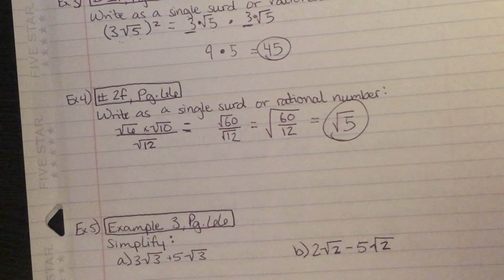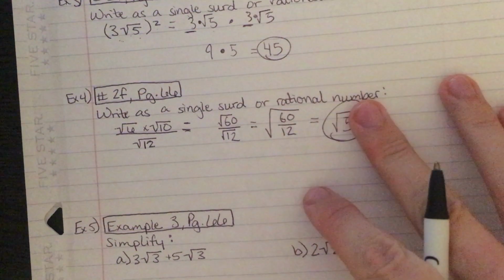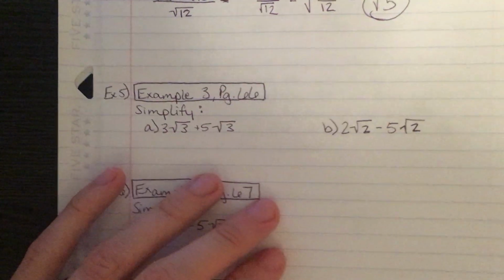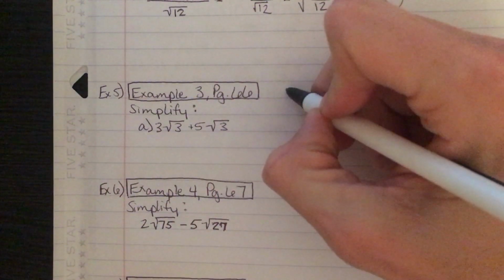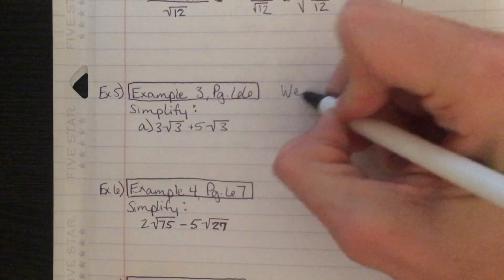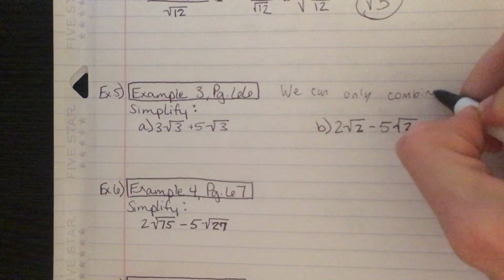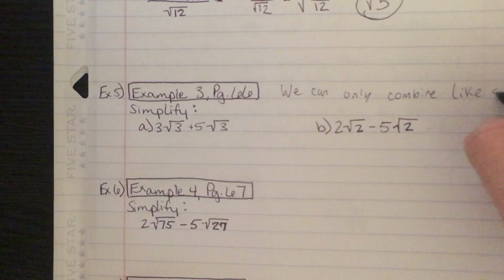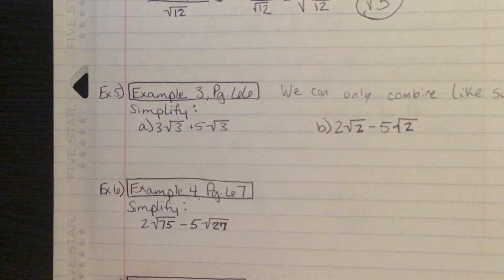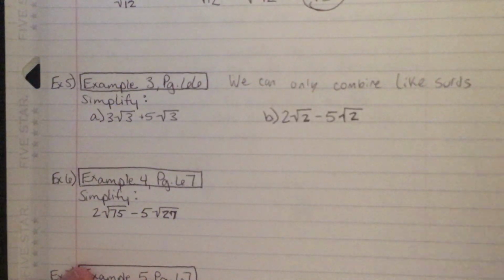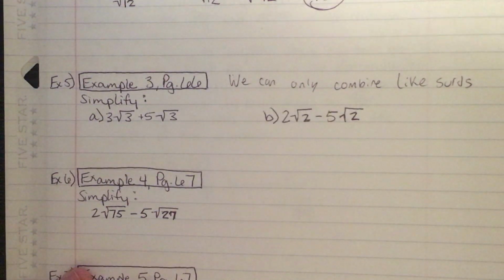So that's multiplying and dividing surds. Now, when we are adding and subtracting surds, which is what we're about to look at, what we need to understand is that we can only combine like surds. So we can only add things together if they are the same radical, same root, same inside.